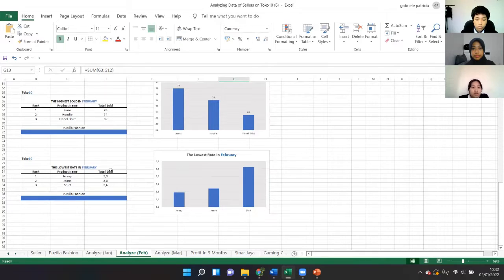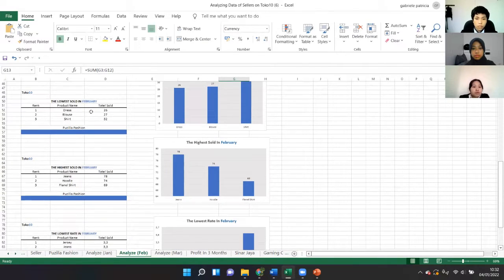And the last is the lowest rate in February. The first is jersey. The total is 3.3. And the second is jeans. The total is 3.3. And the last is shirt. The total is 3.6. And it is the regular chart from the lowest rate.